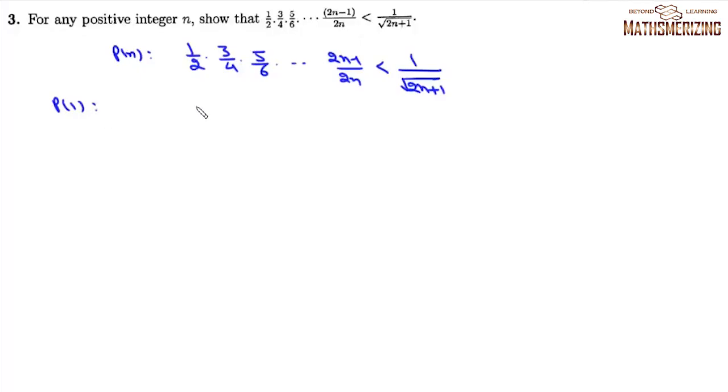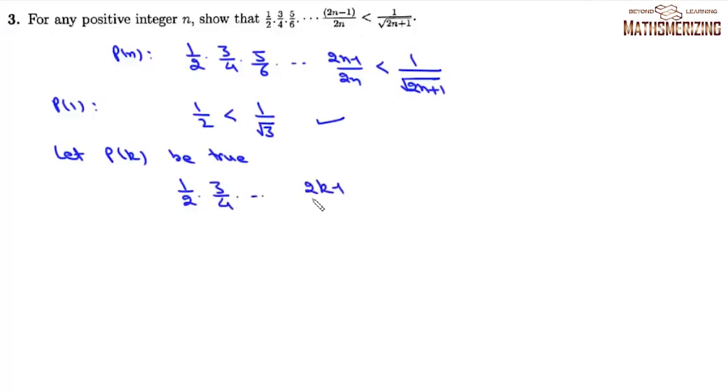Now for n equals 1, on the left hand side we have 1/2, and on the right hand side we have 1/√3, which is true. That means P1 is true. Now second step is, we'll let Pk be true. That means 1/2 × 3/4 × ... × (2k−1)/(2k) is less than 1/√(2k+1). Now we have to prove this result for Pk+1.